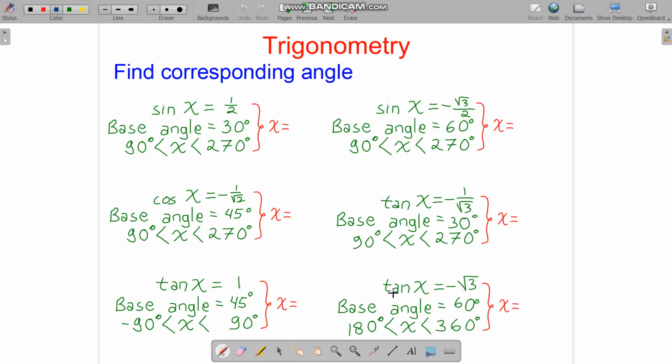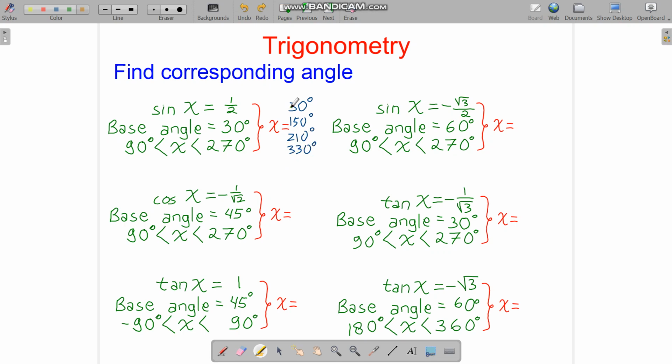Next, finding corresponding angle. So let's say we know that sine x equals 1/2. We know the base angle is 30 degrees, and the domain is from 90 to 270 degrees. So if the base angle is 30 degrees, of course, the angle in the first quadrant is 30 degrees, in the second quadrant 180 minus, in the third quadrant 180 plus, and in the fourth quadrant 360 minus. Now, since the sine value is something positive, of course, we cannot use quadrant 3 or quadrant 4. Or if you're not sure, use your calculator.